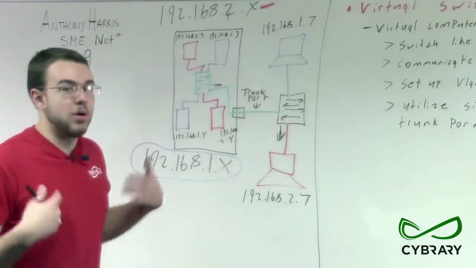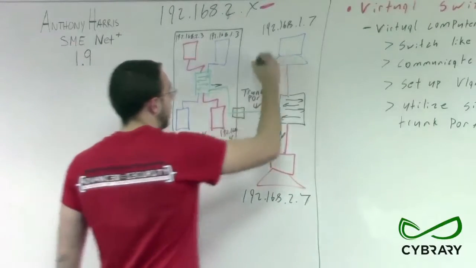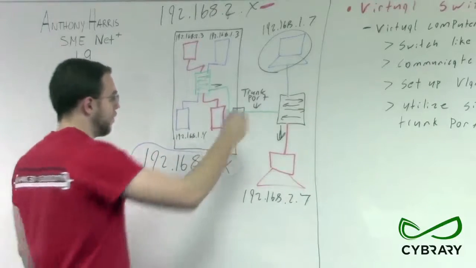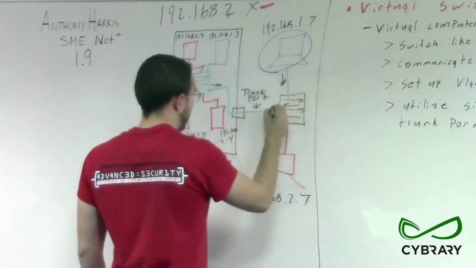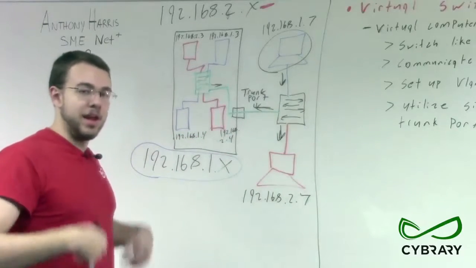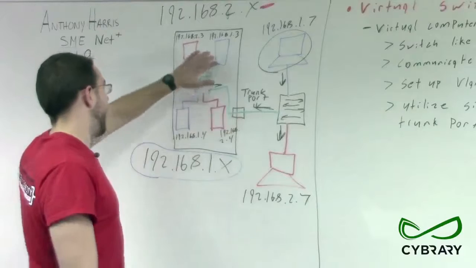The same exact scenario in reverse if we have one of our clients, say 192.168.1.7, trying to communicate down and over to our servers over the trunk port. We'll also take those packets and they'll tag them, and then they'll go ahead and pass them on.